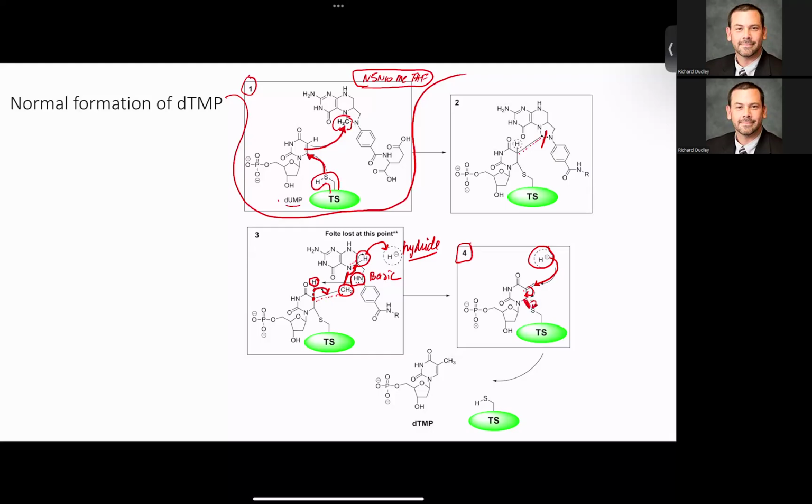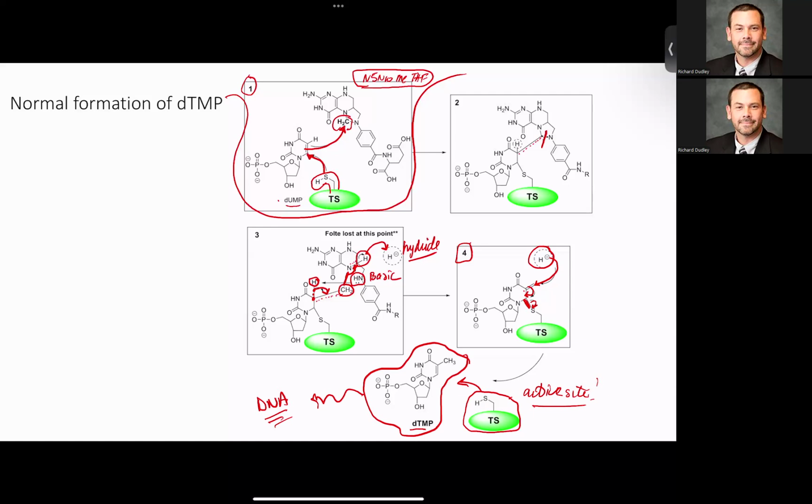The electrons will go back onto the thiol, regenerating the active site in thymidylate synthase, and then releasing the product, which is now deoxythymidine monophosphate. And this can go on and participate in DNA synthesis. That's what's normally happening during the de novo synthesis of thymidine from uridine.